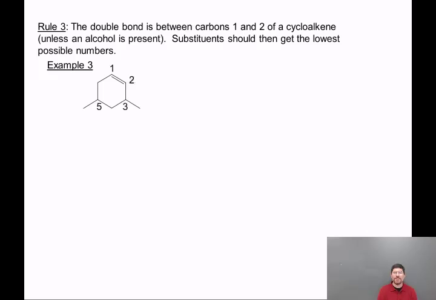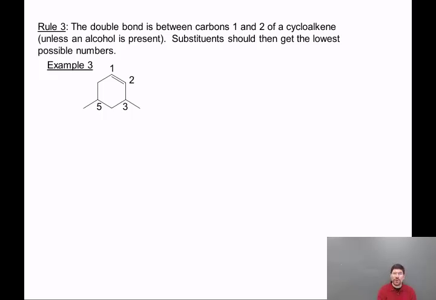Okay, so what's our numbering scheme going to be? Well, we said the double bond is between carbon 1 and carbon 2, therefore we have one numbering scheme in which we go around the ring in the clockwise direction, that puts a methyl group at carbon 3 and another methyl group at carbon 5. This turns out to be the correct numbering scheme.